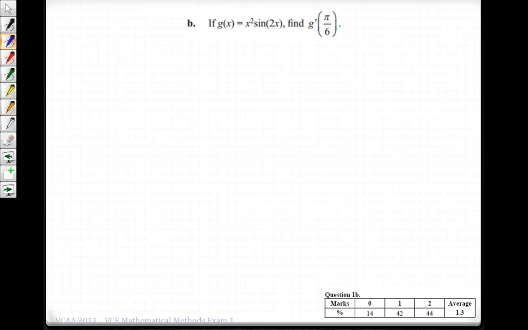So for part B, we were asked that if g of x equals x squared sine of 2x, find the derivative, g dashed, of pi on 6. So we're going to start out again by just finding the derivative, and then lastly, we'll substitute in pi on 6 to find the exact value at that point. So let's start off by acknowledging that this is going to be a product rule.